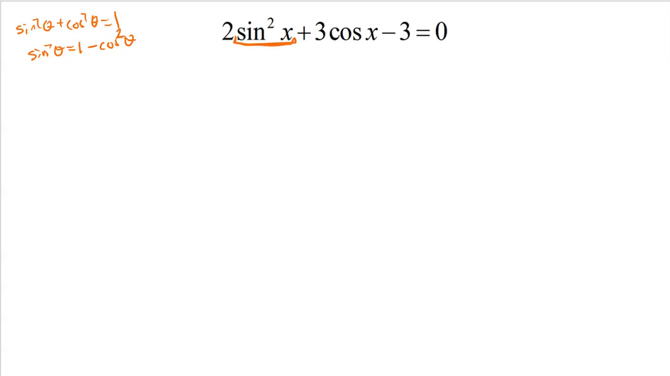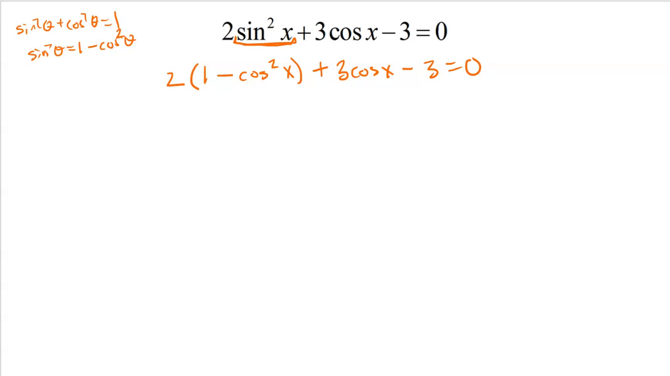Now you've got to be super careful doing this because that 2 out front is going to need to be distributed. So I have 2, I'm replacing the sine squared with 2 terms, 1 minus cosine squared. So be very careful with that because I'm going to have to distribute that 2. Plus 3 cosine of x minus 3. And voila, just like that, I was able to use an identity to take an equation that had multiple trig functions, which is very hard to solve, and now there's only 1 trig function, cosine.